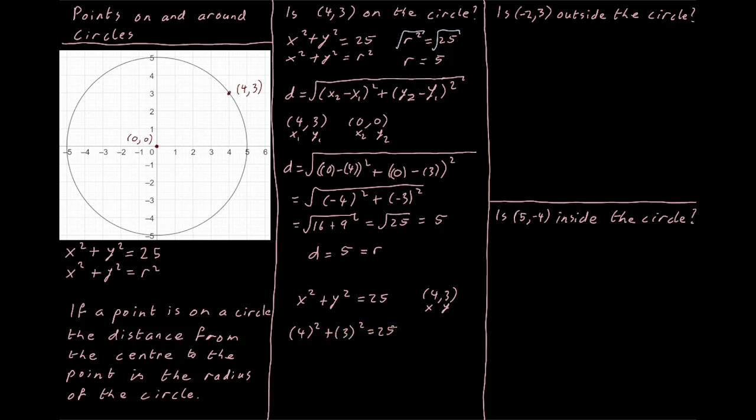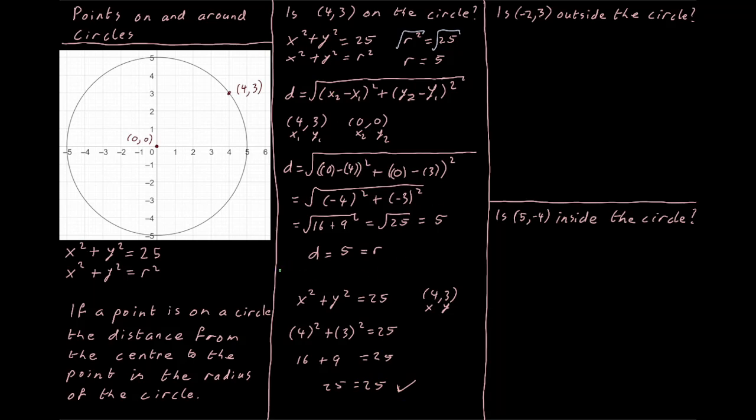So is 4 squared, our x value squared, plus 3 squared, our y value squared, equal to 25? That's 16 plus 9, which is 25. 25 is equal to 25. Well, that's true. So that would tell us that the point is on the circle as well.